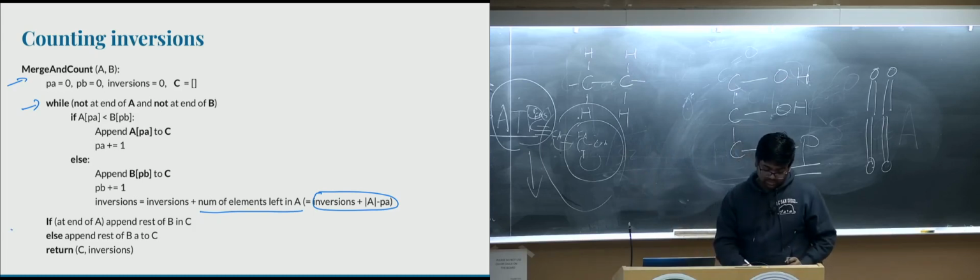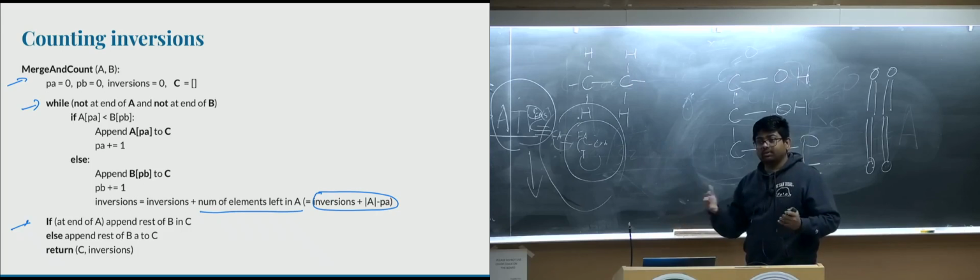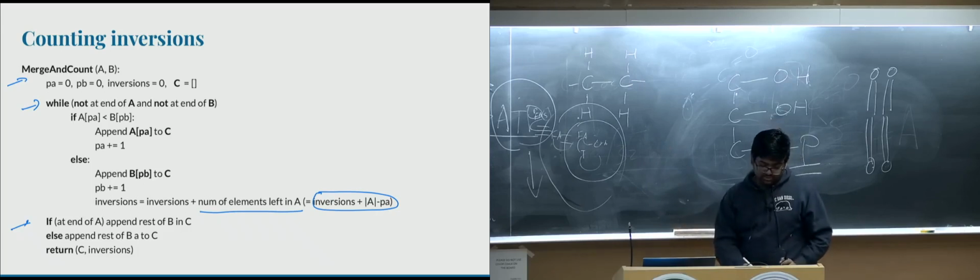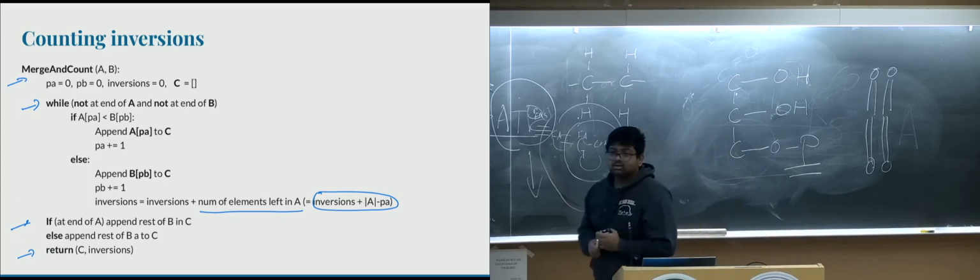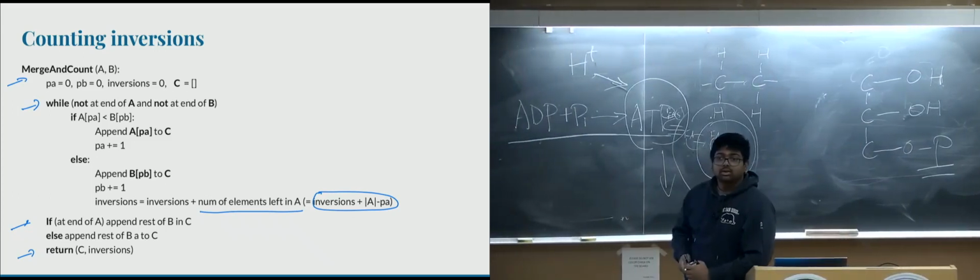And the rest is similar. Once a particular array is completely traversed, the other array will be appended to the main vector C, and we'll simply return this array C and the number of inversions. Is it clear? Do you have any questions on this one?